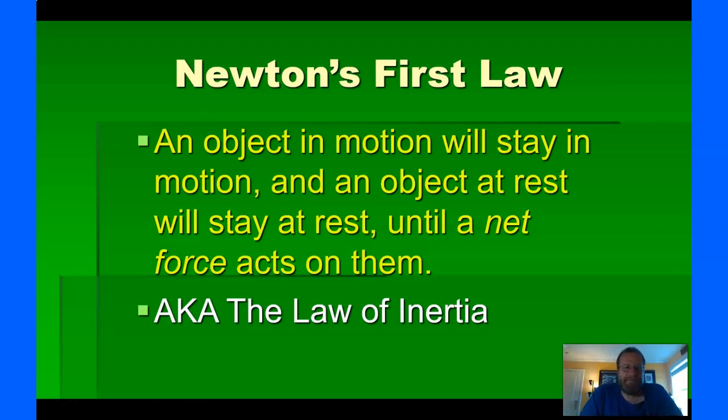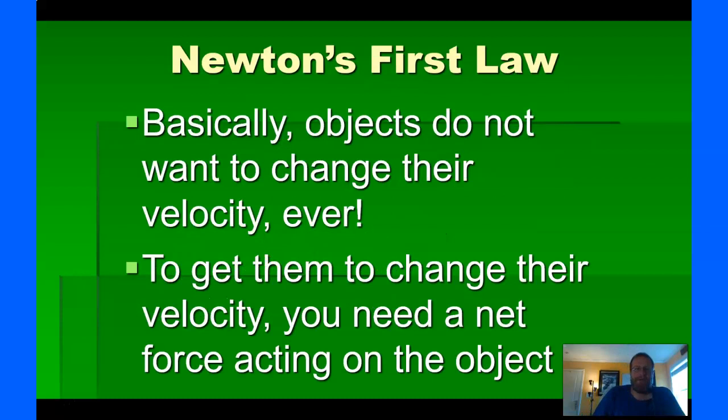All right. If an object is moving, you have to put a force on it to get it to change how it's moving. Slow down, speed up, or turn. Basically, objects do not want to change their velocity, how they're moving, ever. To get them to change the velocity, you need a net force acting on the object. That's a summary or an explanation of Newton's first law, law of inertia.